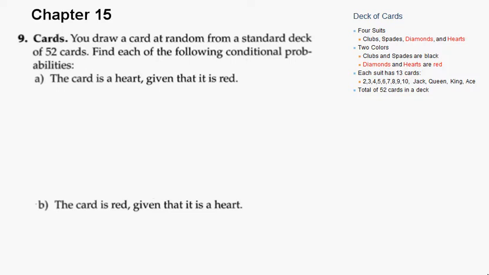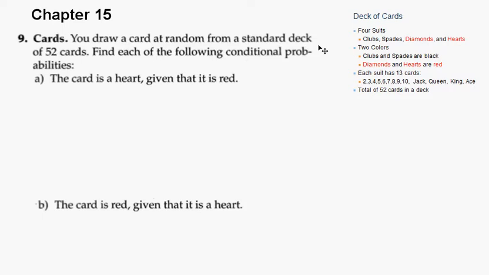This is problem 9 of chapter 15 from the textbook Stats Modeling the World by the authors BVD. For this problem we're going to look at a deck of cards and answer some probability questions of a particular type called conditional probability.